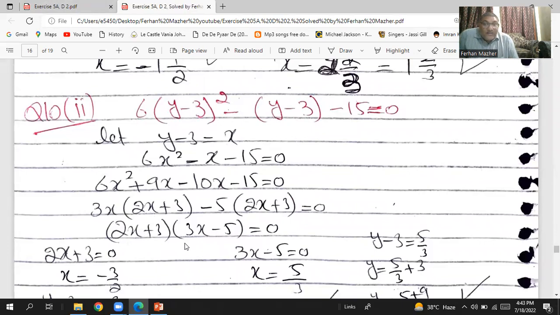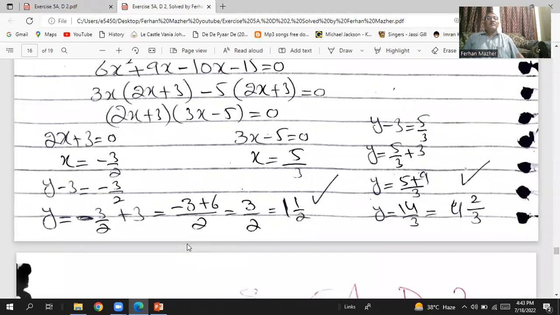So the two brackets are multiplying with each other, and the answer is 0. So we will make both the brackets equal 0. So you will have 2x plus 3 equals 0. So x is equal to minus 3 by 2. In the place of x, because we supposed that y minus 3 is equal to x, we will put y minus 3. So y minus 3 is equal to minus 3 by 2.